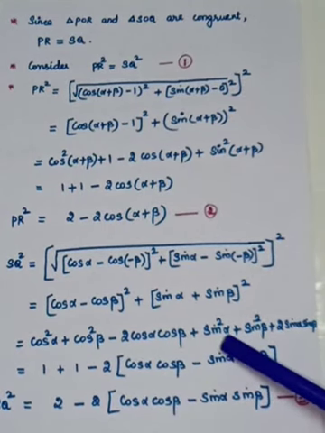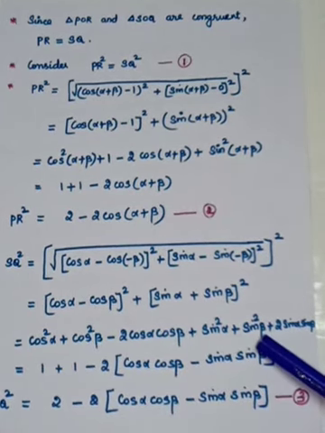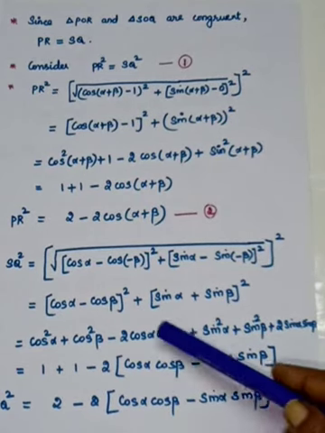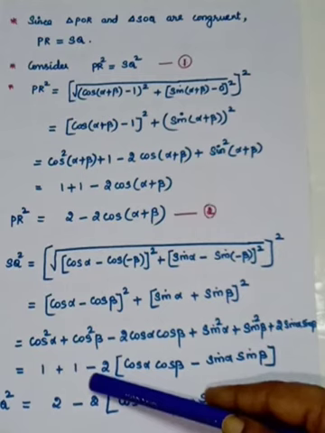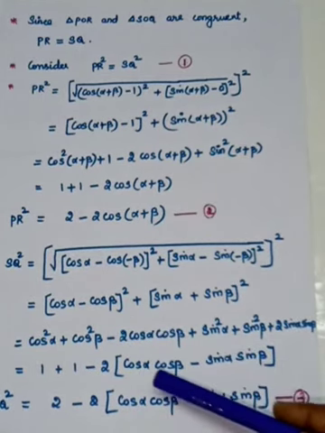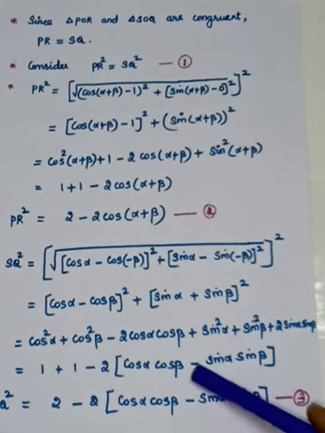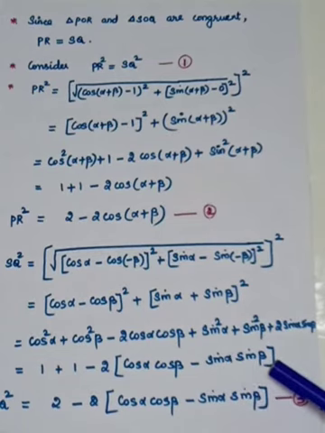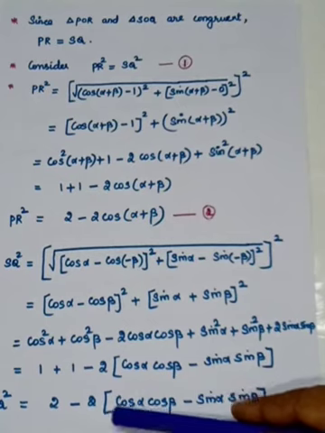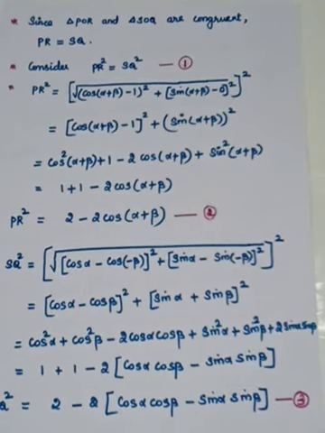See the first term and the fourth term: cos squared alpha plus sin squared alpha is 1. In the same way, the second term and the fifth term: cos squared beta plus sin squared beta is 1. So the remaining two terms, I have taken minus 2 out. Here it remains as cos alpha cos beta, and from the other term, if you take minus out, you have minus sin alpha sin beta. So what is 1 plus 1? It is 2. So 2 minus 2 into cos alpha cos beta minus sin alpha sin beta. Mark this as 3.